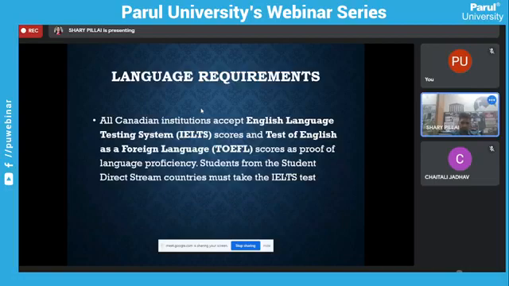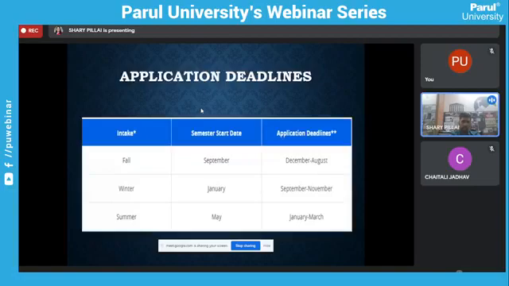One more point: the application deadline for the fall intake varies. Fall intake is the major intake. It depends upon the schools and programs, and also upon where the student comes from, like which nationality they are, such as India or other Asian countries.